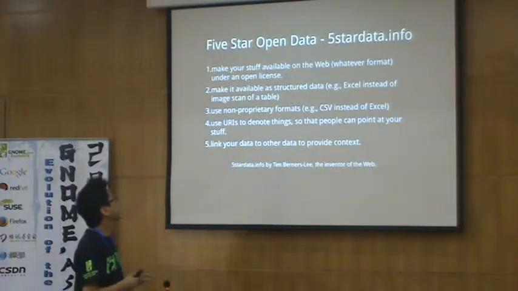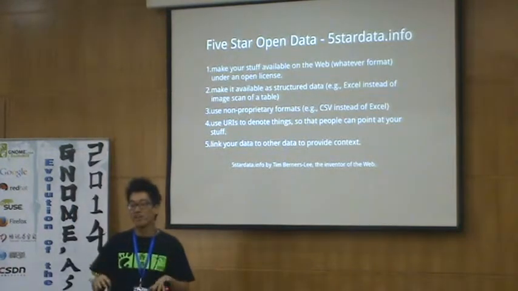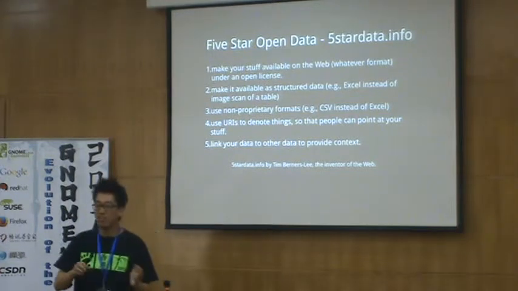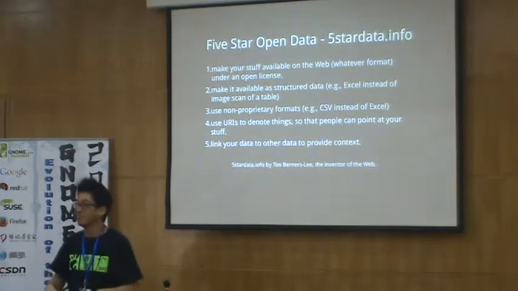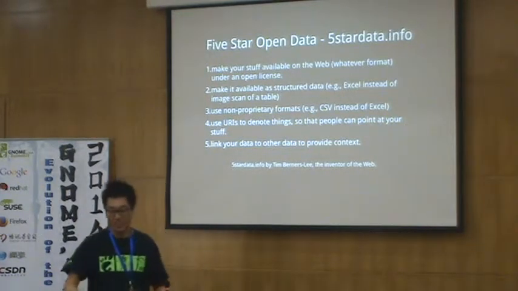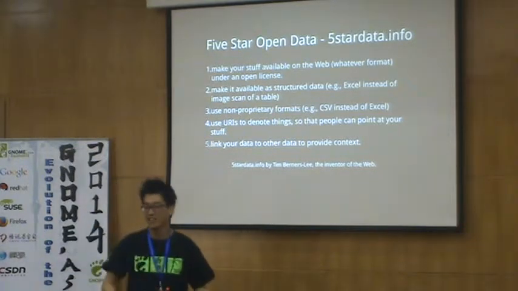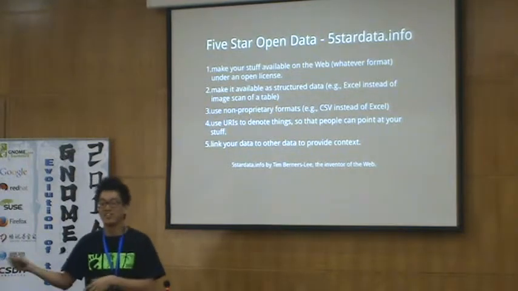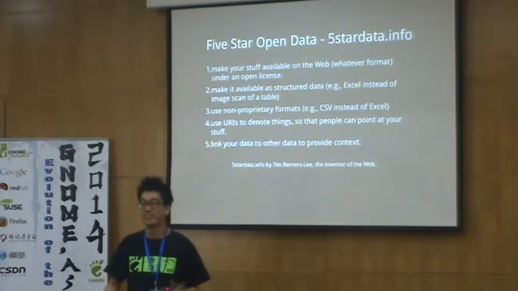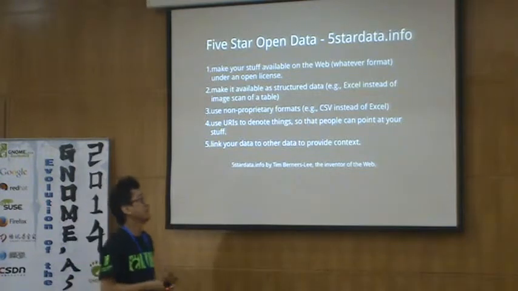If your stuff is available on the web under an open license, it is 1-star open data, whatever format it is. Maybe you can scan a document and convert it into a PDF file, or maybe it's just an image inside a PDF file. Maybe it is not machine readable, but if you put this document on the internet and distribute it under an open license, it is 1-star open data.